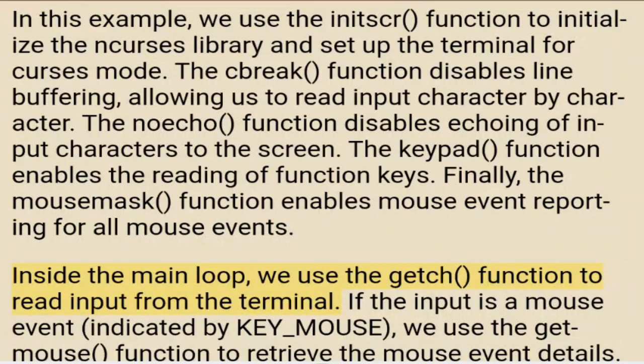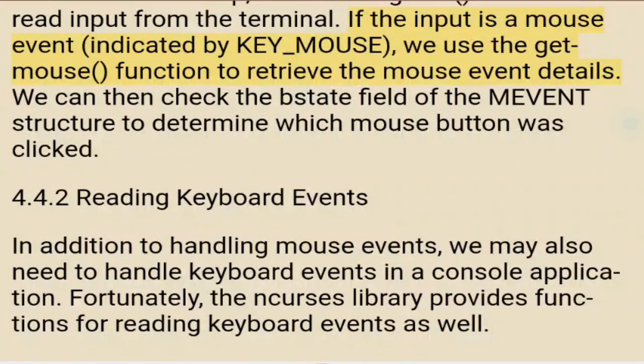Inside the main loop, we use the getch function to read input from the terminal. If the input is a mouse event indicated by KEY_MOUSE, we use the getmouse function to retrieve the mouse event details. We can then check the bstate field of the MEVENT structure to determine which mouse button was clicked.